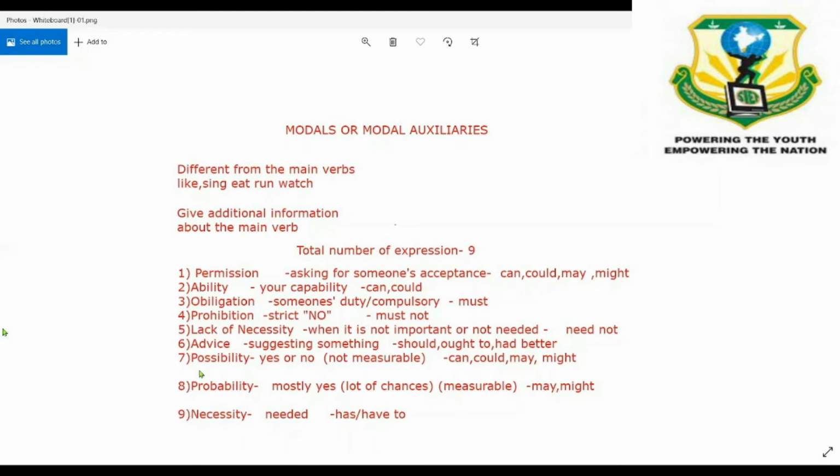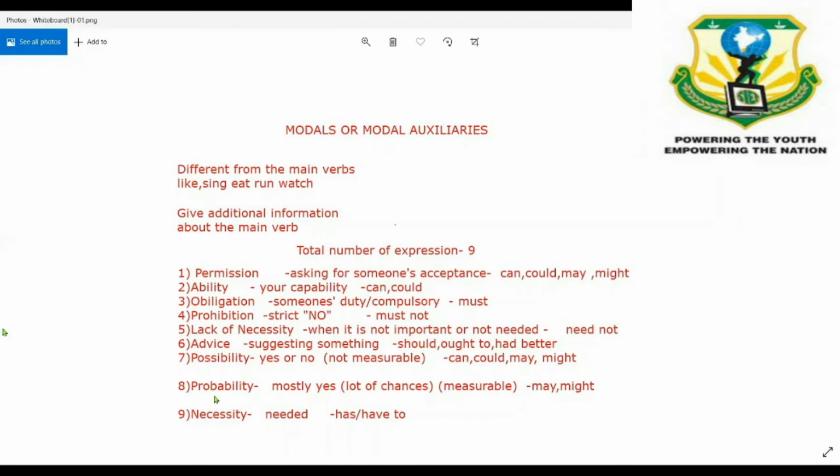And the seventh and eighth expressions are interrelated. Number one is possibility and number two is probability. As we already discussed in class, we can take one example for possibility, that is weather forecasting. For instance, if you go out and see it is cloudy and dark, you can say it can rain, it may rain. That happens or it does not happen. We don't know, we cannot judge nature. So either the possibility is yes or no.